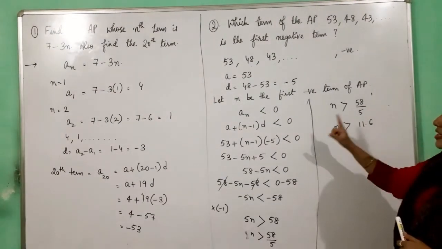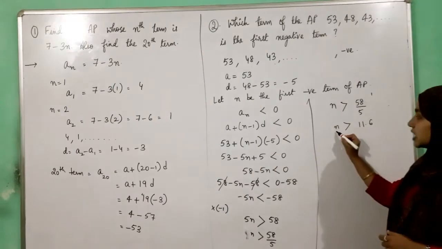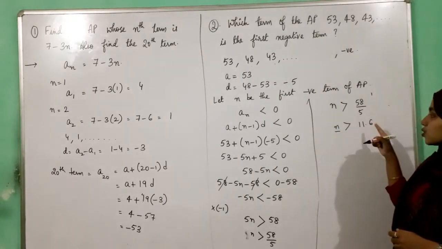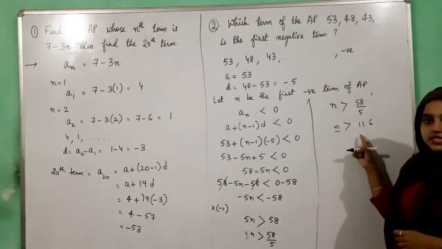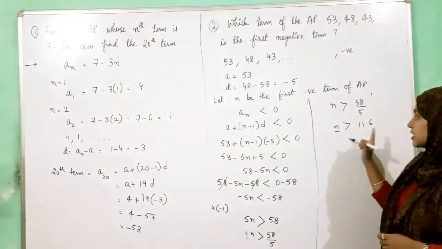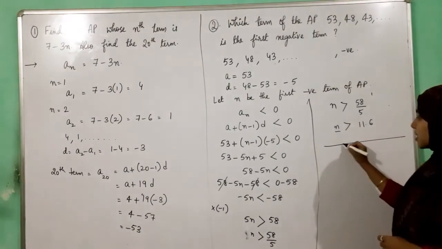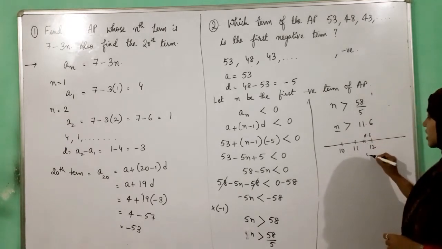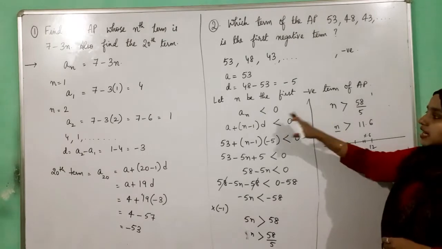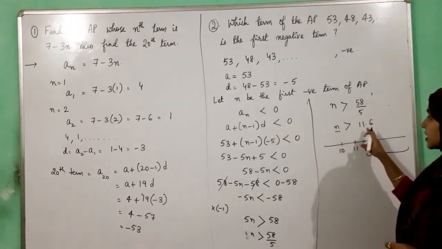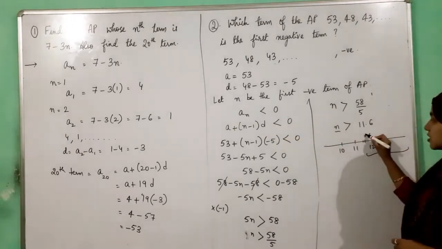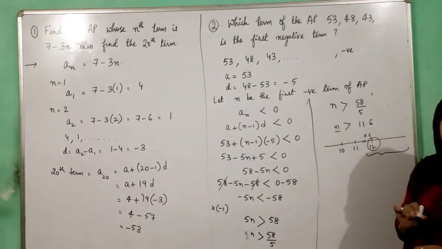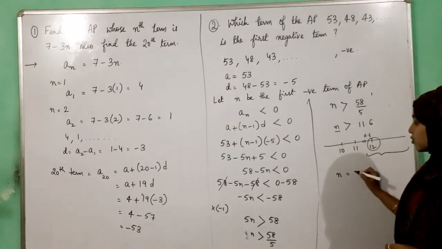But we need to find the first negative term, correct? So what is that integer which is closer to this, which is greater than 11.6 and which is the first one to come? You can see on the number line, this is my 10, 11, 12. So 11.6 is beyond 11.5. All these values are those where I will get a negative value. But n should be greater than 11.6 and it should be closer. So what is that value? It is 12. Okay. So n will be equal to 12.